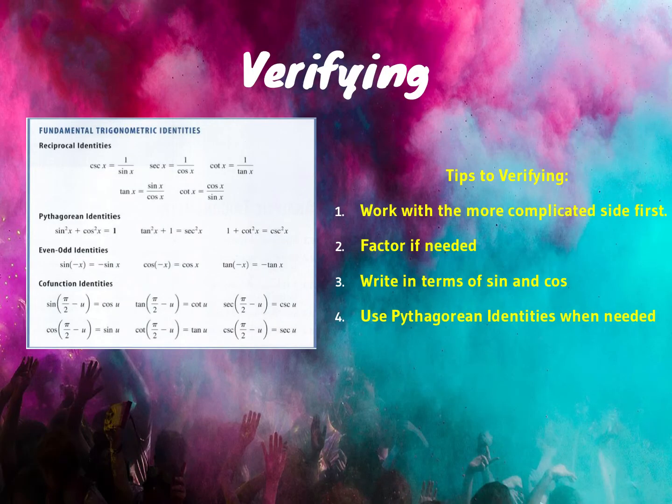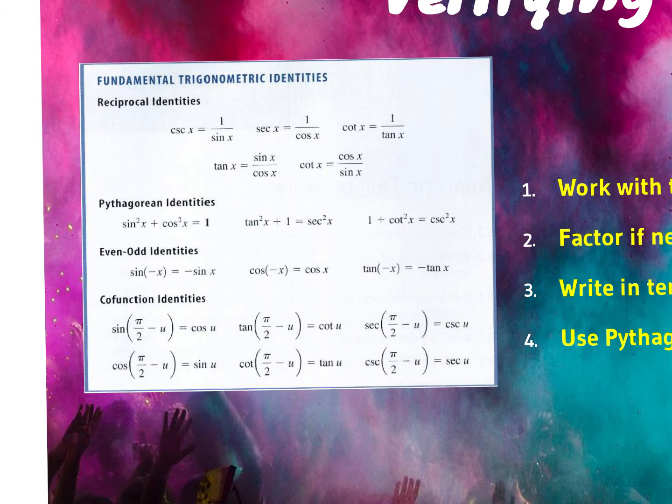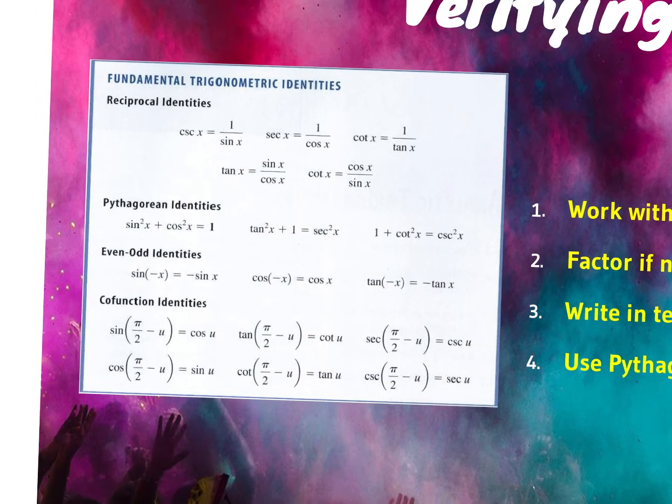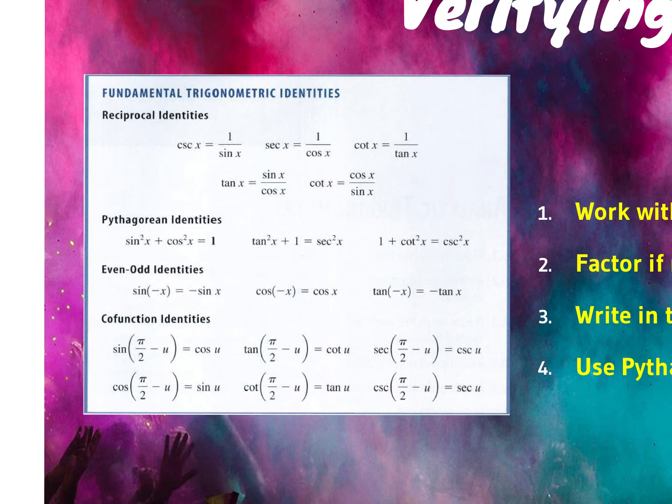Again, this second slide, these are going to be the identities that you're going to use to verify. So really all we're doing is simplifying. Just like before in 7-1, we are not going to use the even-odd identities or the co-function identities. We will be using the Pythagorean identities, be able to manipulate them, be able to rearrange them. For example, for that first one, sine squared x plus cosine squared x equals 1, be able to solve it for sine or cosine. So then you can do a substitution.